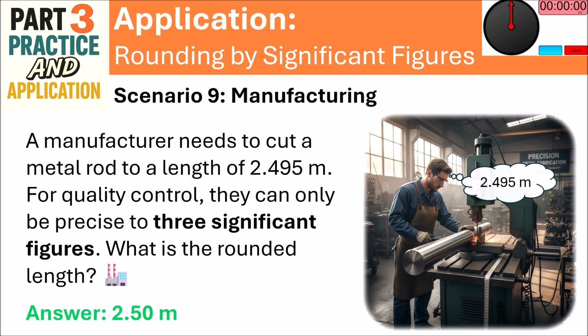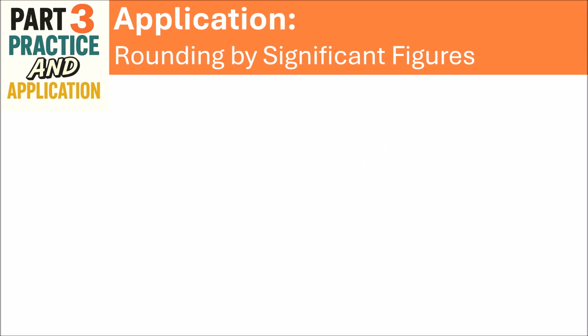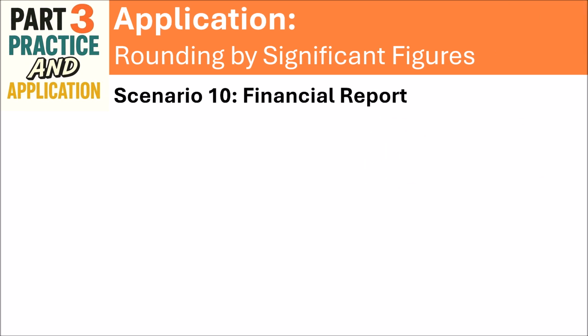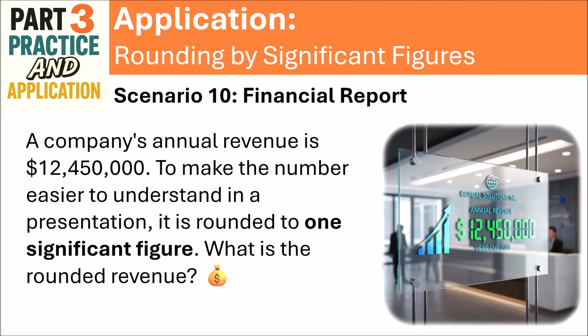Here is the answer. Got it right? Scenario 10. Rounding by significant figures applied to financial report. A company's annual revenue is $12,450,000. To make the number easier to understand in a presentation, it is rounded to one significant figure. What is the rounded revenue?